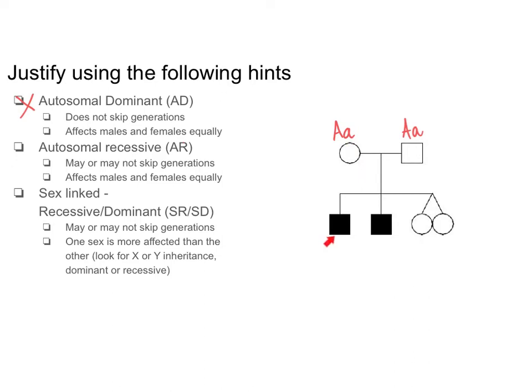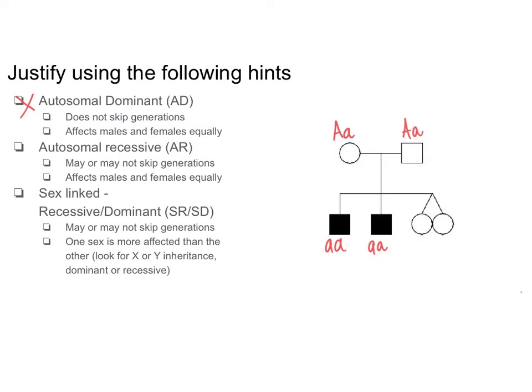But these individuals here are going to inherit one of these from their mother and one of these from their father. And so to justify that this is autosomal recessive, we would say that these individuals both inherited the recessive trait. So the lowercase a from the mother went to this individual, and the lowercase a came from the father. And the same thing happened with the second son.